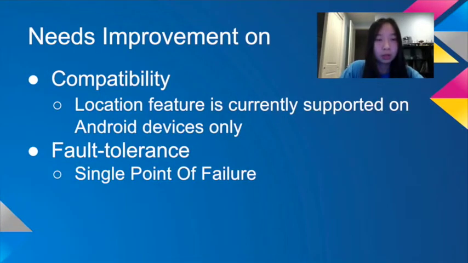There are some quality attributes that our team can improve on, including compatibility and fault tolerance. For compatibility, our location feature is currently supported on Android devices only. Given more time, we can extend this feature so that it's supported on iOS devices also. For fault tolerance, our system is currently hosted on a single server, so it's subject to single point of failure. We can also improve on this and consider hosting our server on a cloud platform.